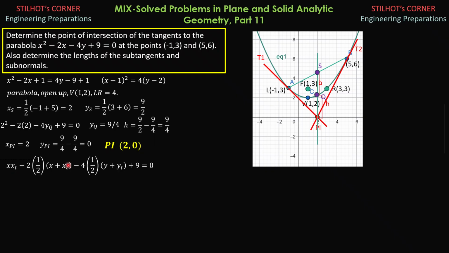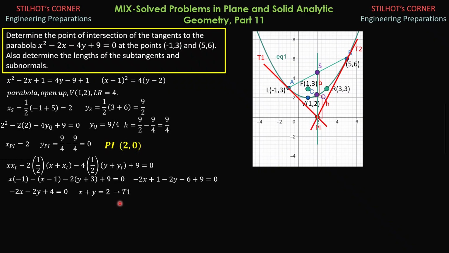So x_t for tangent 1 is -1, minus the quantity x plus negative 1, minus 2 times 4 over 2 is 2. So y plus y_t is 3, then plus 9 equals 0. Negative x, negative 2x plus 1 minus 2y minus 6 plus 9 equals 0. So negative 2x minus 2y plus 4 equals 0. So we can simplify this into x plus y equals 2. Equation x plus y equals 2. Call that the first tangent, tangent 1.